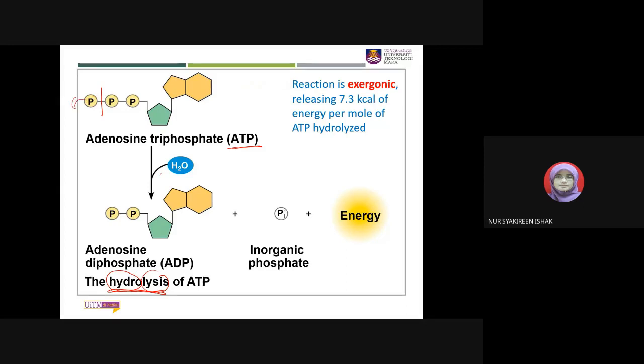When the third phosphate is released, we call it the inorganic phosphate. When the phosphate is released, if you see this symbol, the small i here, it stands for inorganic phosphate. Now, when the third phosphate is released, the ATP becomes ADP, adenosine diphosphate. It has 2 phosphate groups. The reaction is exergonic. It means that it releases energy. The amount of energy released is 7.2 kilocalories per mole of ATP hydrolyzed.